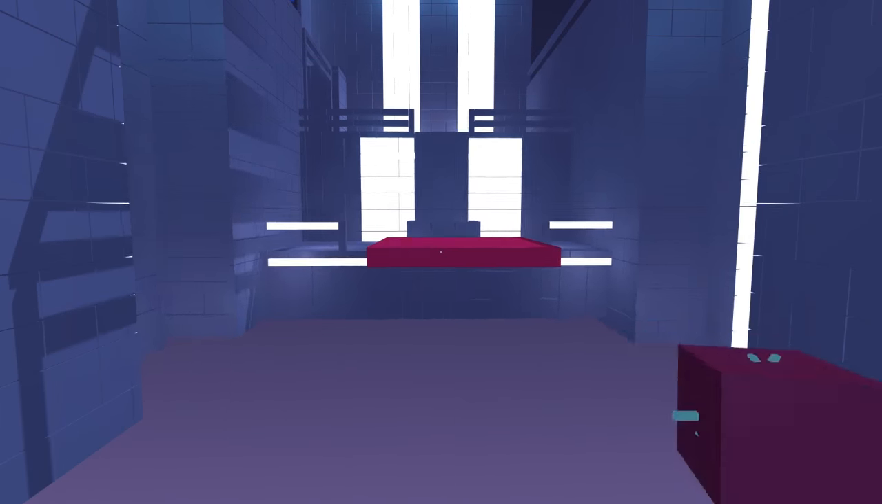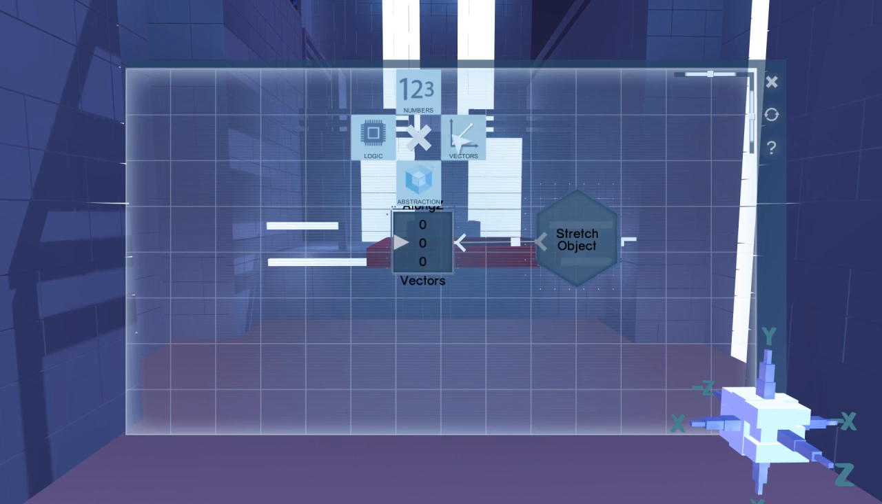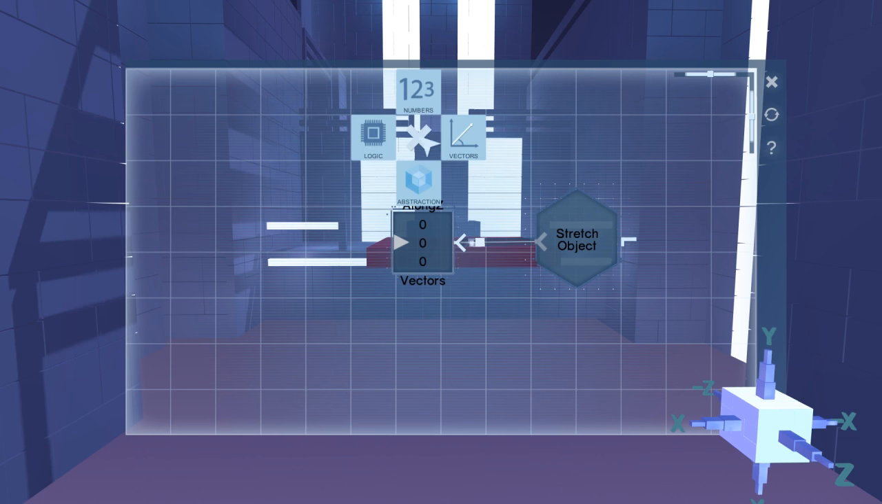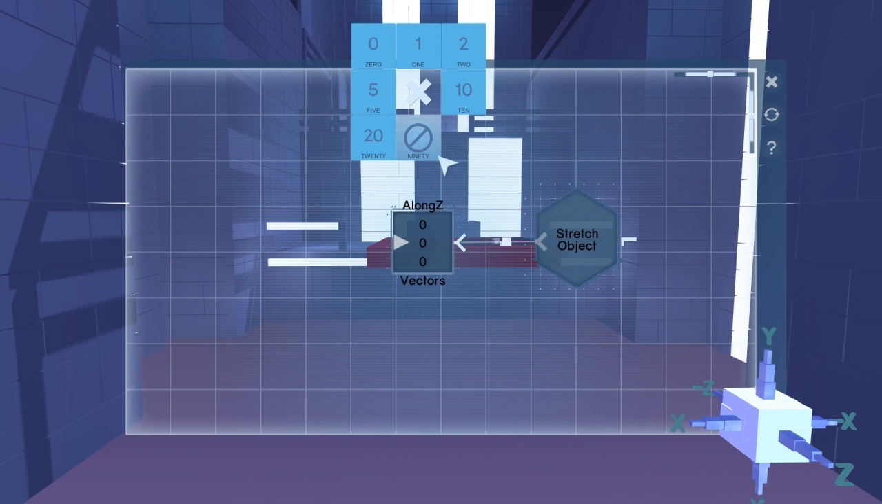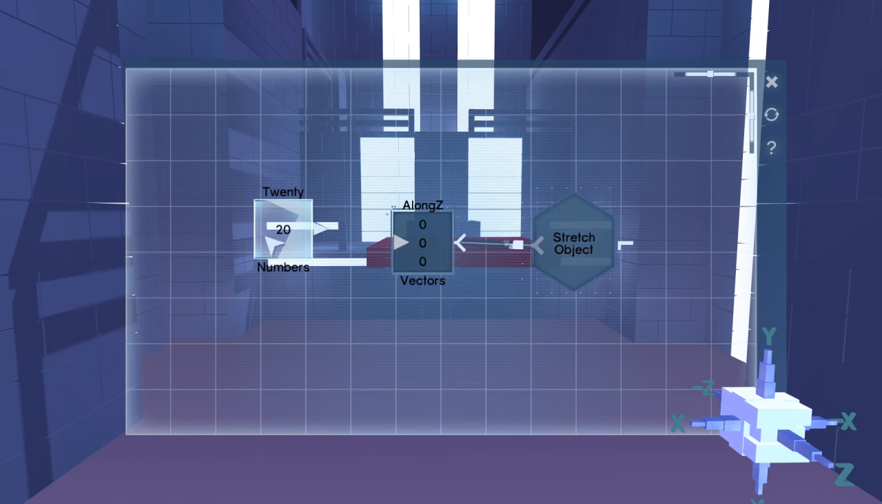Now what have we gotten ourselves into? Stretch object. Is that the new thing I have? Vectors are already there. Logic. Abstraction. Rotate, move, and object to solids. They just took away all of my logic completely. And took away 90 also. So all I have here is stretch object. So let's try a big old number then, like 20.